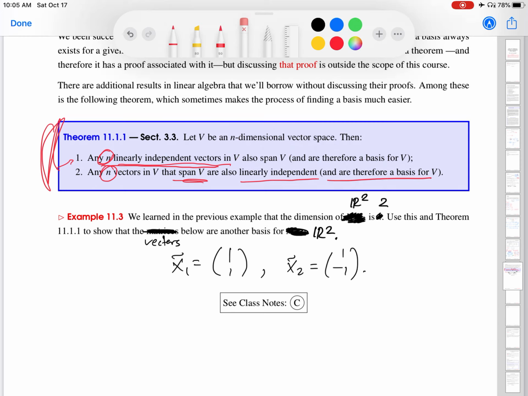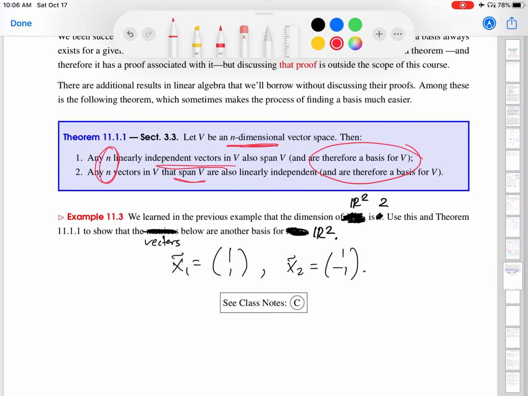So the real utility of this theorem is that it cuts down some of the work required to find a basis. Usually up to now, we have been showing that elements both are linearly independent and span before we can say they're a basis. In this theorem, if you know the dimension of the space and you find as many elements in the space that are either linearly independent or span, then you know that they are a basis. So that's the real usefulness of this theorem. So let me illustrate it with this example down here.